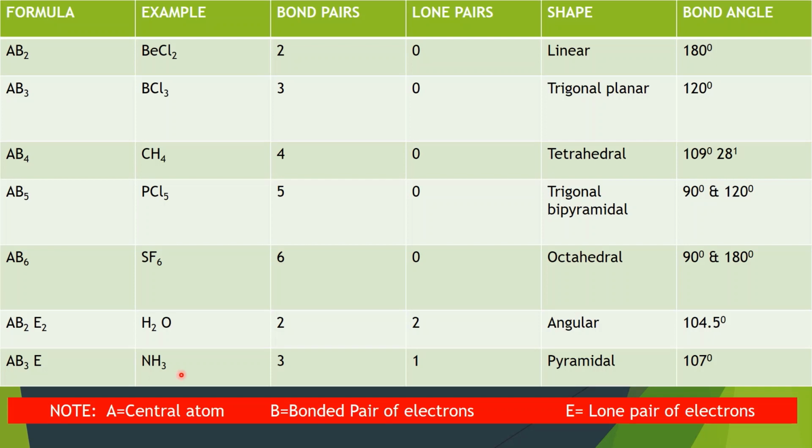Next AB3E, that means 3 bonded pairs and 1 lone pair around the central atom. NH3, ammonia, is the example. So 3 bonded pairs and 1 lone pair. The shape of ammonia is pyramidal and bond angle is 107 degrees.